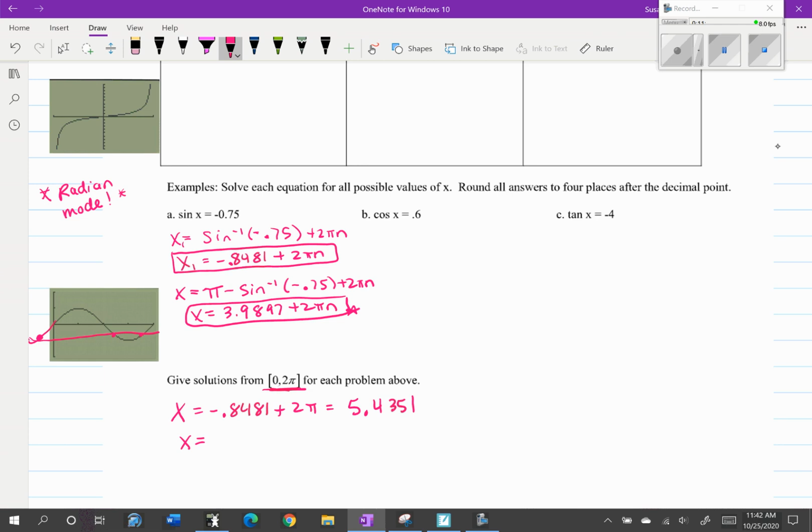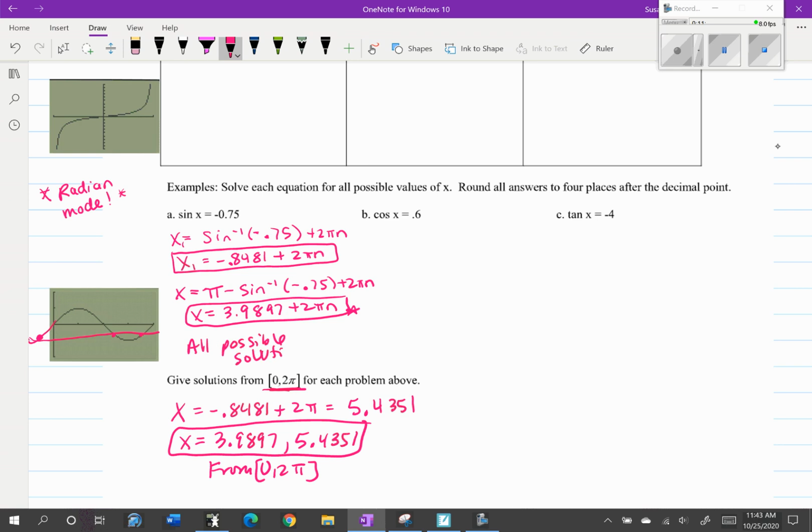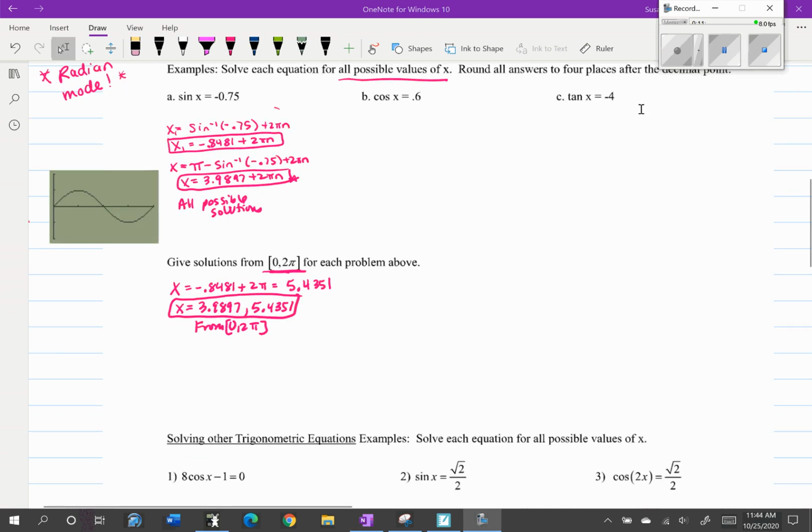So if that was the case, we would say x equals 3.9897 and x equals 5.4351. These would be the solutions from 0 to 2 pi, whereas these are all possible solutions. So that's the difference between the questions.